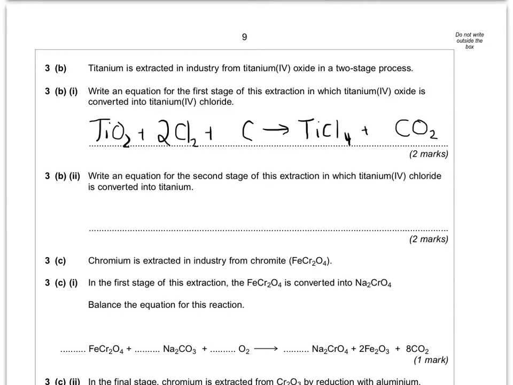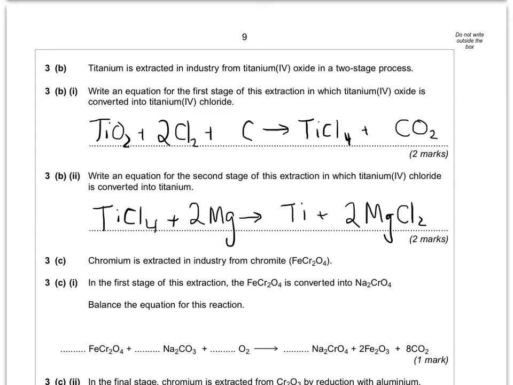And then write an equation for the second stage of the extraction in which titanium 4 chloride is converted into titanium. So you've got titanium chloride, and then either sodium or magnesium. I'm going to choose magnesium because it's the one that generally people get wrong, because remember magnesium chloride is MgCl2, whereas sodium chloride is just NaCl, and we'll need 2 magnesium chlorides and 2 magnesiums in order to balance. If you chose sodium, it would be 4 sodium chlorides and 4 sodiums in order to balance it.